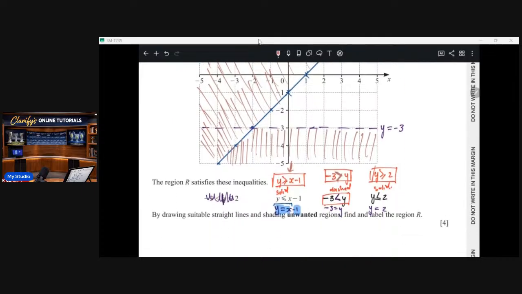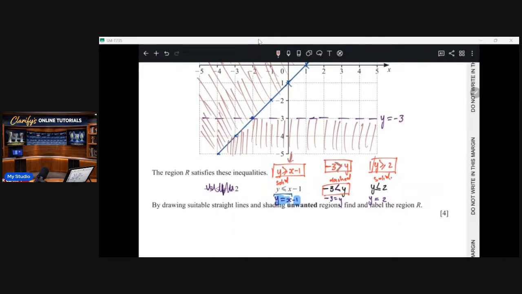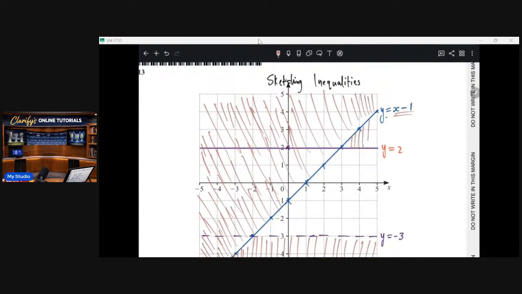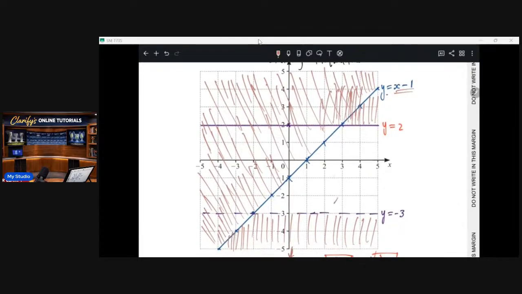Now you're left with one thing. Y greater than. The crocodile is now facing Y. Y is greater than 2. So you go to the line Y equal to 2. You shade above it because now you want above. So you shade above it, above it, above it. Like this. So you are left with this region which you call R.